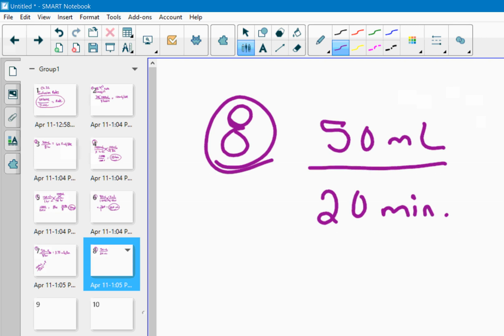But you need to figure out how much it is in hours. Okay, so we know that 20 minutes will go into 1 hour 3 times. So then you just multiply it by 3 each one. So 50 times 3 would be 150 milliliters, and then the 3 times the 20 would be 60 minutes, which would be 1 hour. So it'd be 150 milliliters in 1 hour.